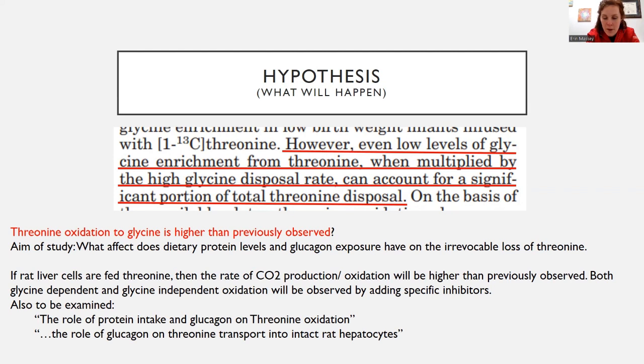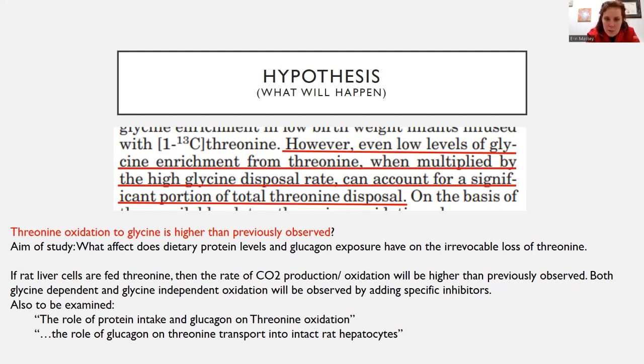In theory, what I've highlighted, however, is that even low levels of glycine enrichment from threonine, when multiplied by the high glycine disposal rate, can account for a significant portion of total threonine disposal. So by calculation, there should be more of it utilized in that glycine than what they were getting in humans. So is the threonine oxidation to glycine higher than what was previously observed?